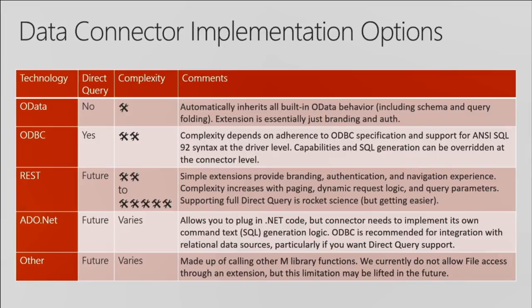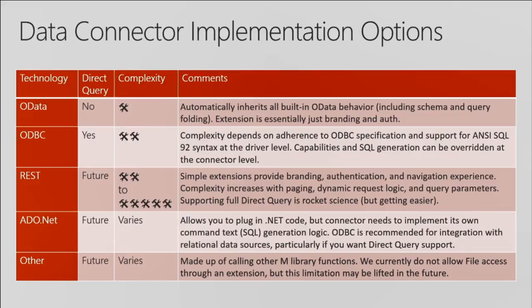REST APIs, direct query not currently supported, but coming in the future. Complexity could vary a lot between different services, because you can go from a very simple connector that provides just the branding and the auth and the nav experience to find those tables and entities that you want to expose, to then also implementing richer notions like being able to page so that you just bring a page of data every time, not the entire data set. You can also do things like defining query parameters and parameterizing your connector itself. As mentioned here, direct query support is rocket science, but we're trying to make that easier.